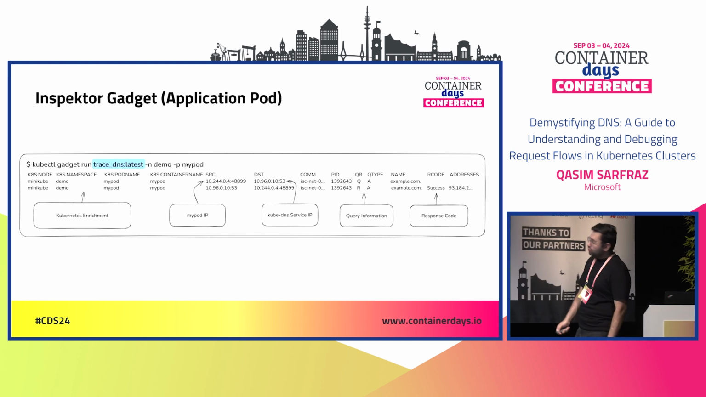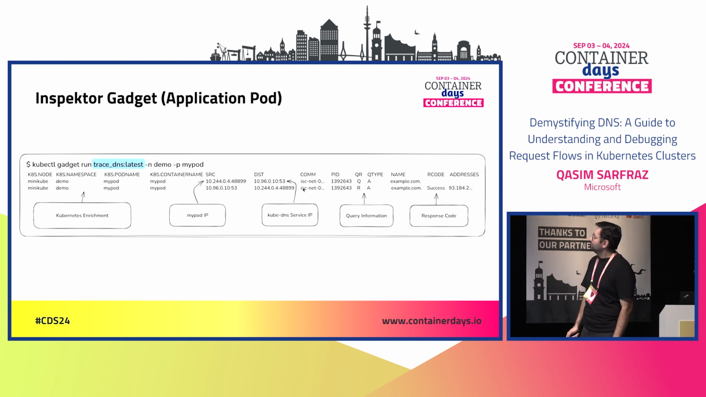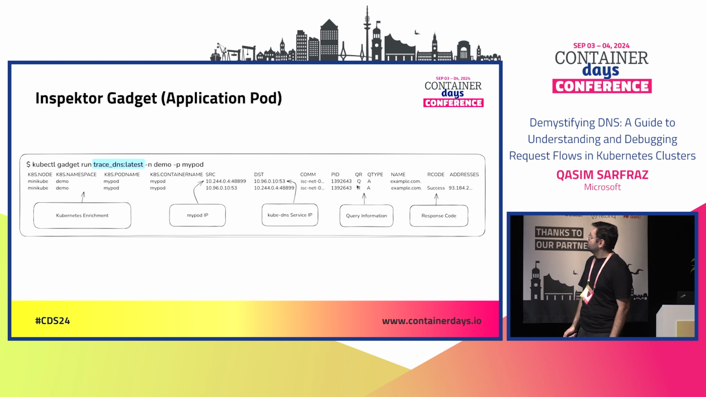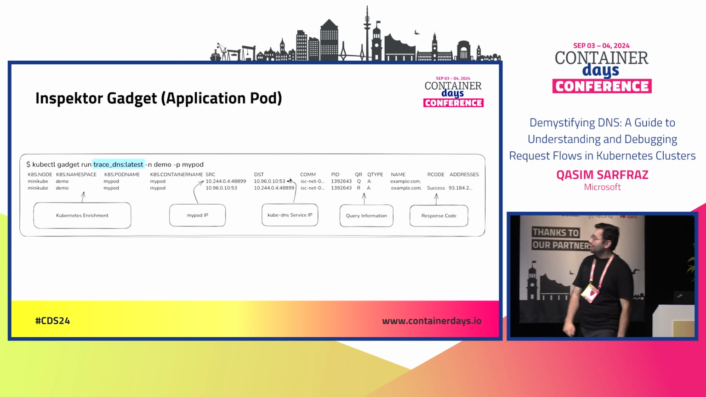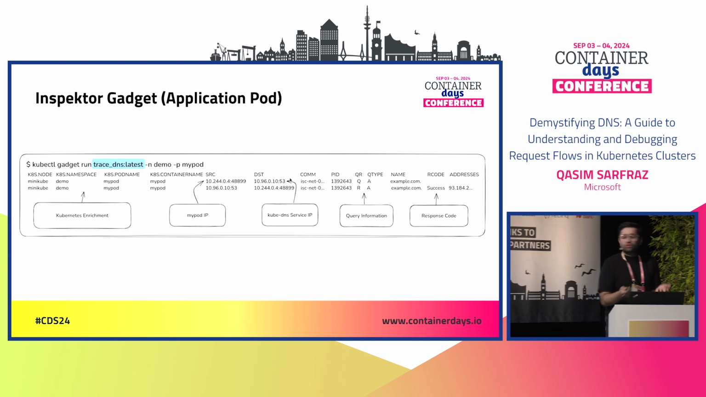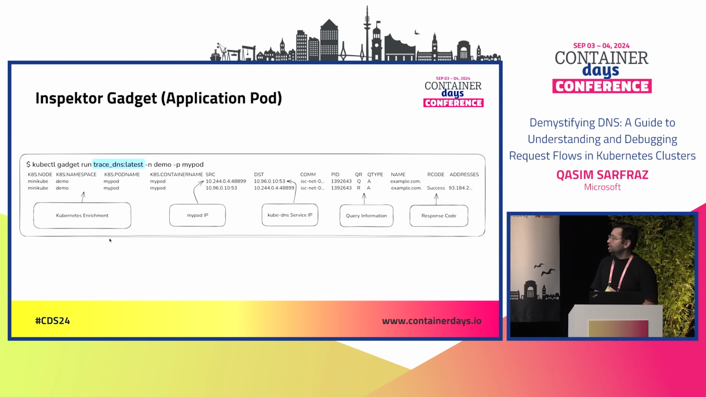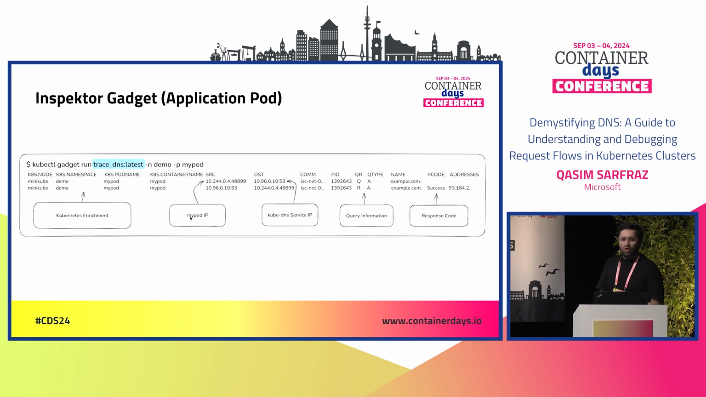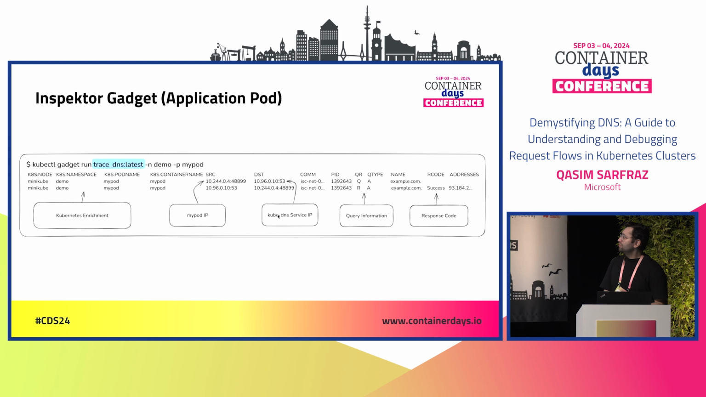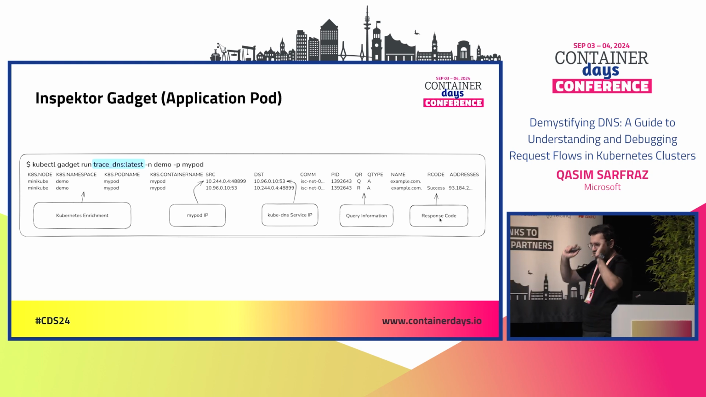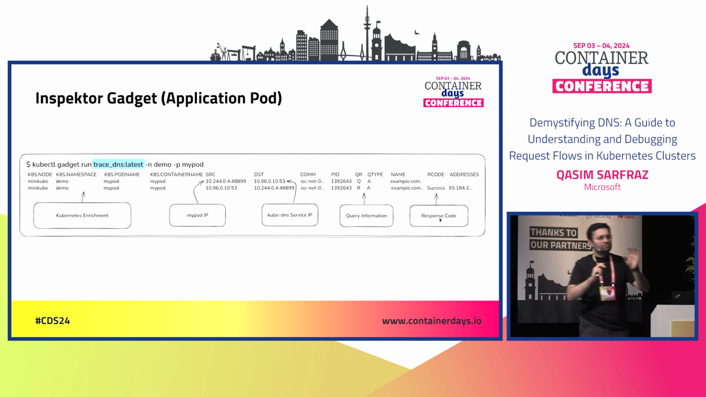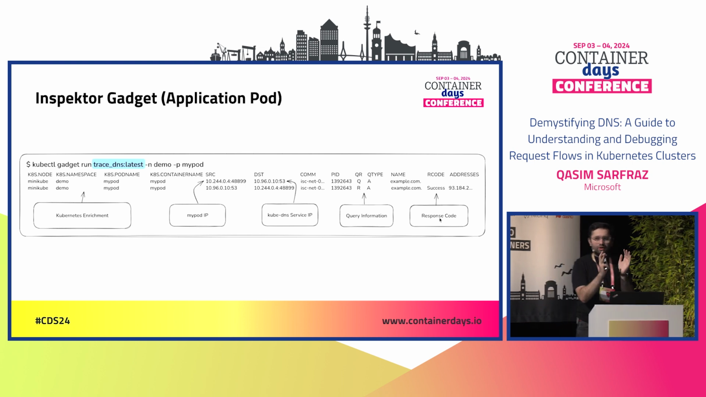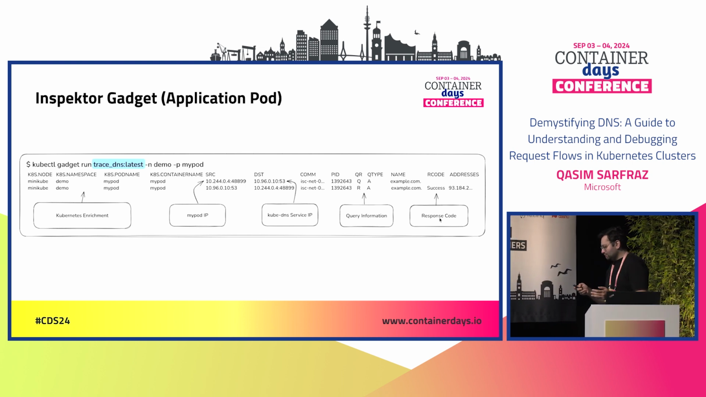In terms of the output, you see we have a couple of events here. One is a query, one is a response. And in terms of the enrichment, we have all the Kubernetes enrichment. We have the mypod IP here in the source. We have the kubeDNS service IP in the destination. And we also have the query information and the response code. So this is a very compact way. If you just want to see the DNS request for a specific pod, you can do it like this.